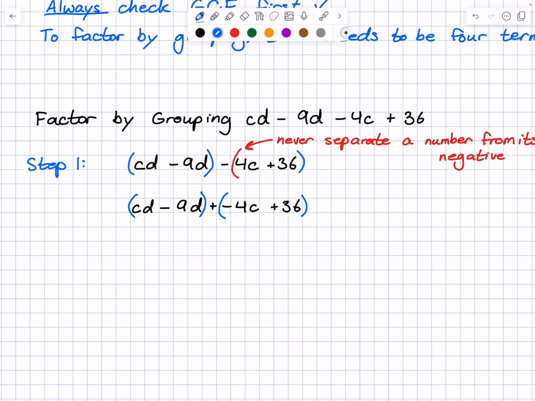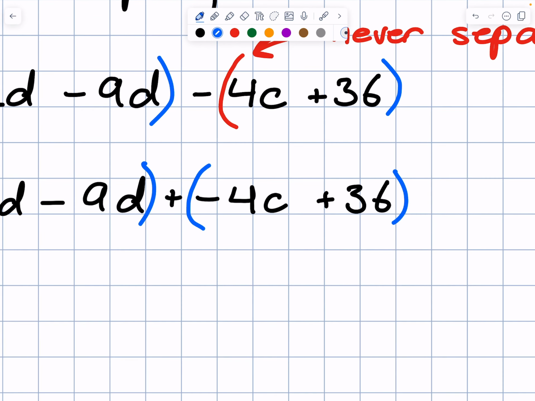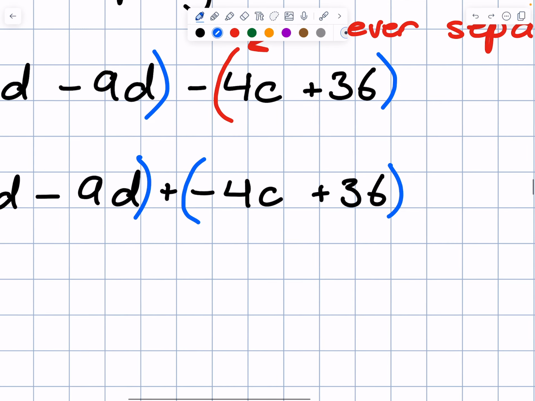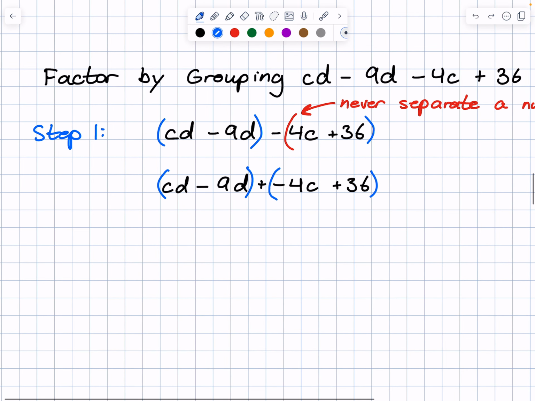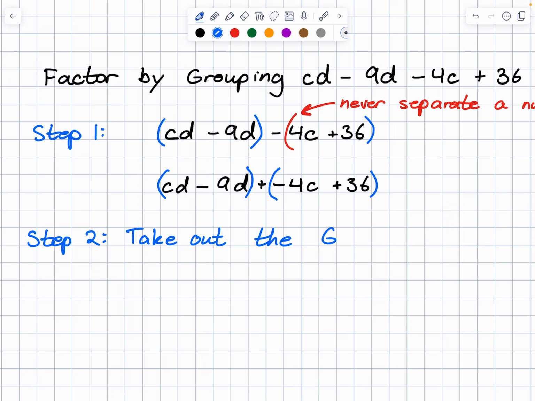So, step 1, you put parentheses and parentheses, but be very careful. Never separate a number from its negative. If it has a negative and you're trying to stick parentheses there, use this trick. Write plus a negative, then put your parentheses. Okay, that's step 1. Step 2, you are going to take out the GCF of each parentheses. I'm going to save each group.